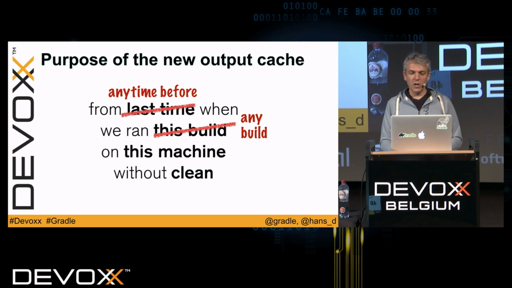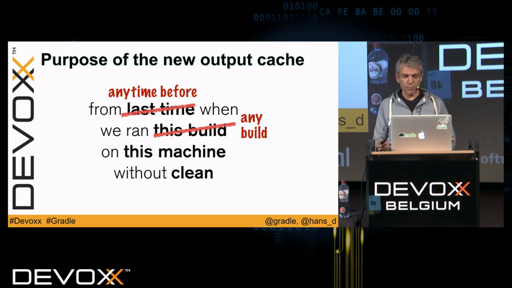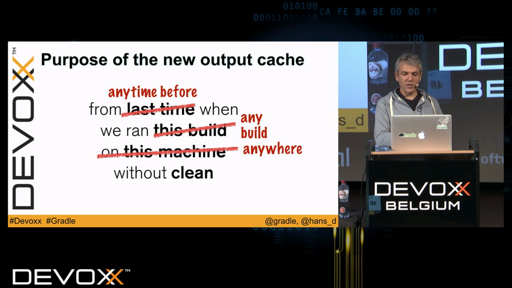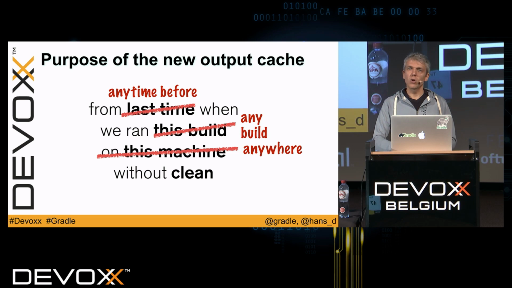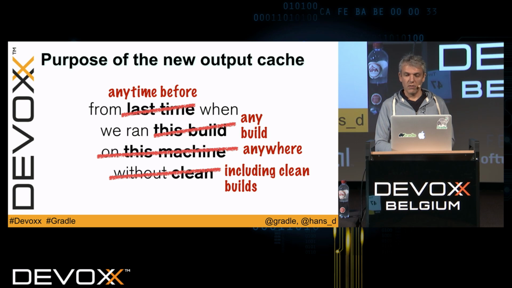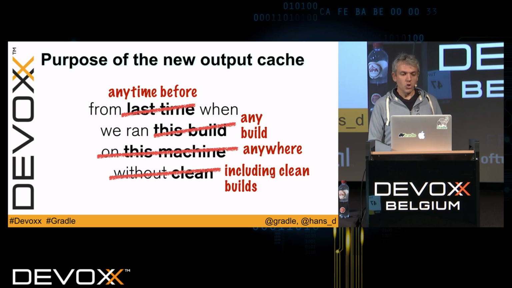And it will work per machine, right? So you can have the same project checked out in two directories, and the build results are shared. Most importantly, you will be able to share build results across machines. So this will enable a distributed cache for Gradle build output. And finally, the cache will also be used for clean builds, right? As it stores the content outside of the build directory. So that has a lot of very positive effects.